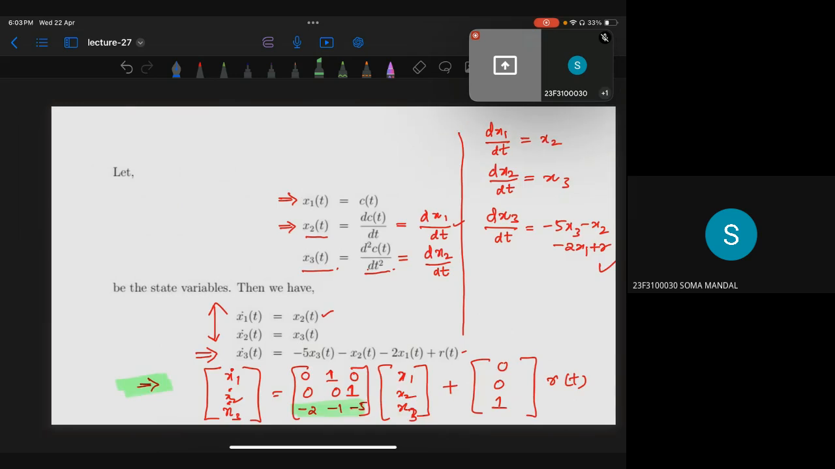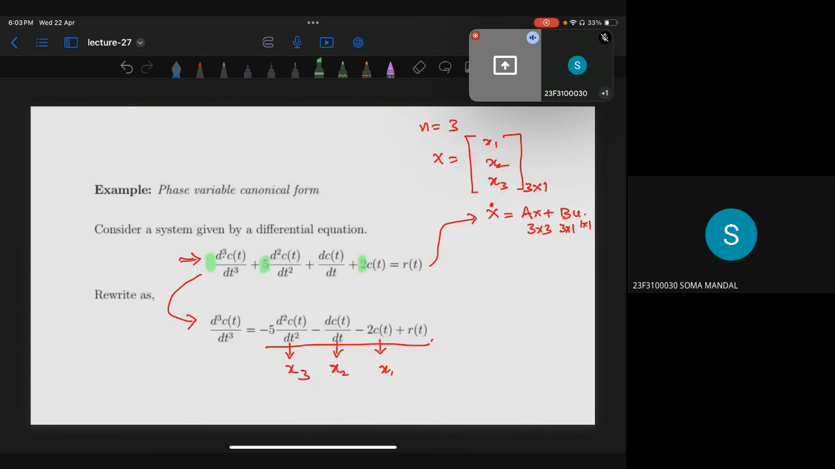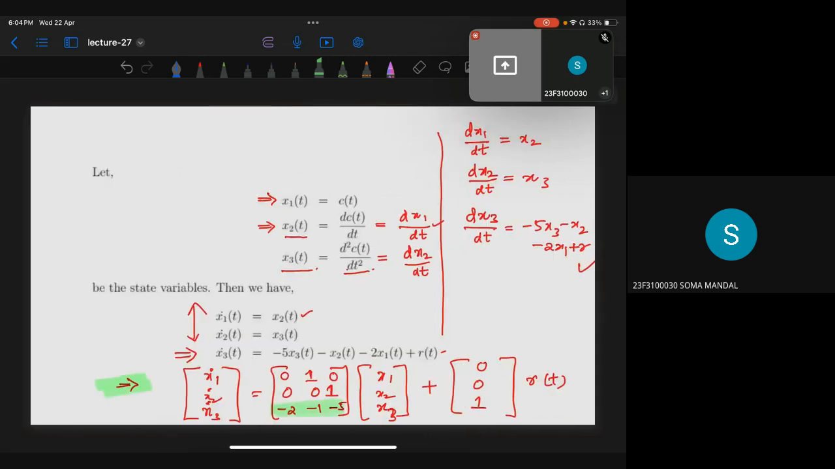Simply, the given higher order differential equation, not order 1. Any differential equation of higher order, even if in place of 3 we have 100, we can convert it into this form. Is this clear? The state space form is called the phase variable canonical form. Is this question clear? Any doubt?